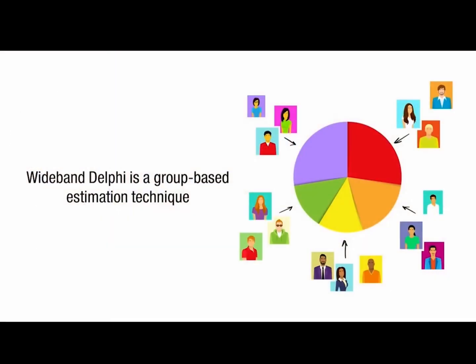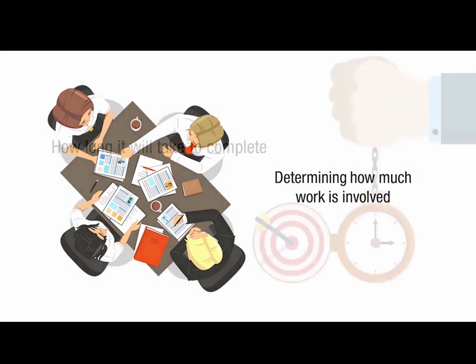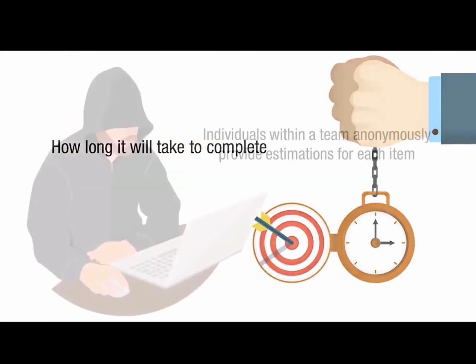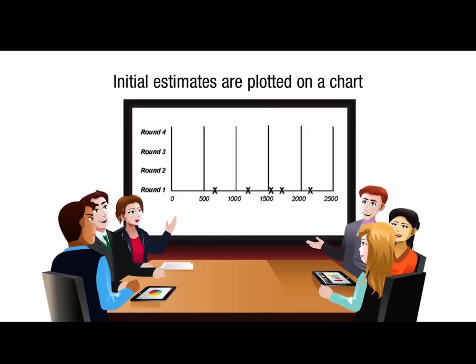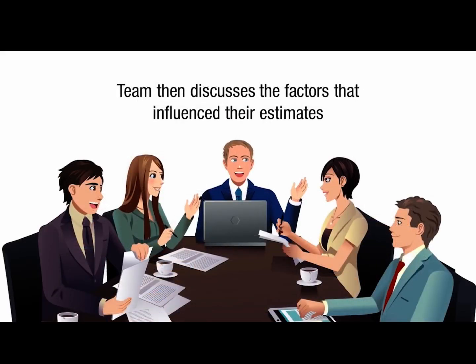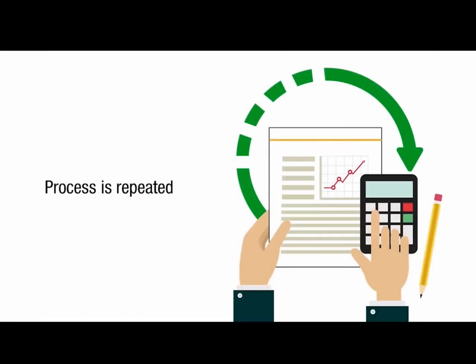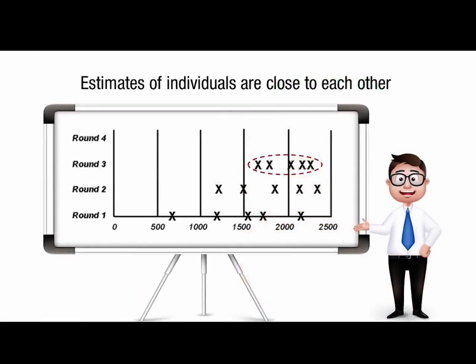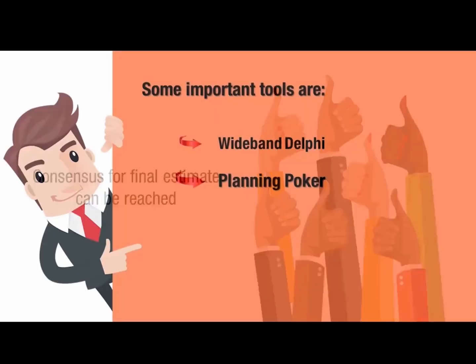Wideband Delphi is a group-based estimation technique for determining how much work is involved and how long it will take to complete. Individuals within a team anonymously provide estimations for each item, and the initial estimates are plotted on a chart. The team then discusses the factors that influence their estimates and proceeds to a second round of estimation. This process is repeated until the estimates of individuals are close to each other and a consensus for the final estimates can be reached.